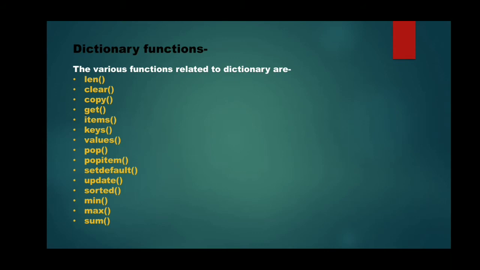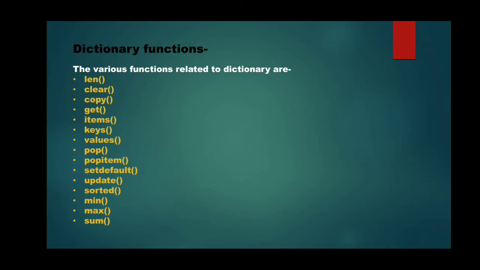See, the dictionary in Python provides a number of functions. There are various types of functions that can be used with dictionary. They are len, clear, copy, get, items, keys, values, pop, popitem, setdefault, update, sorted, min, max, and sum.